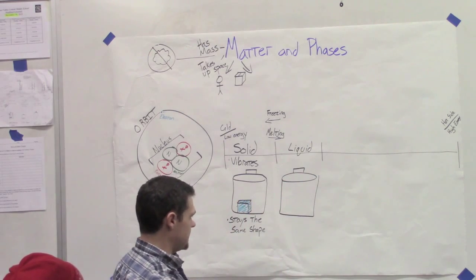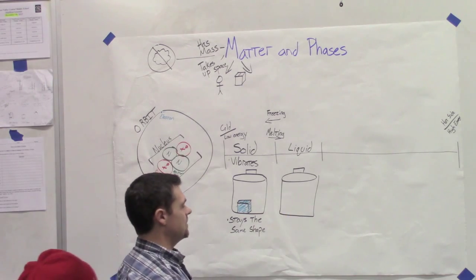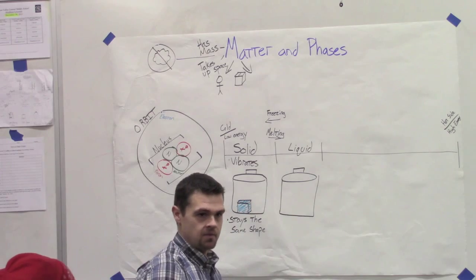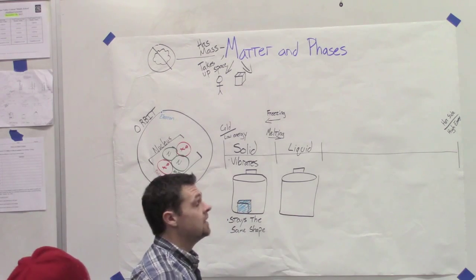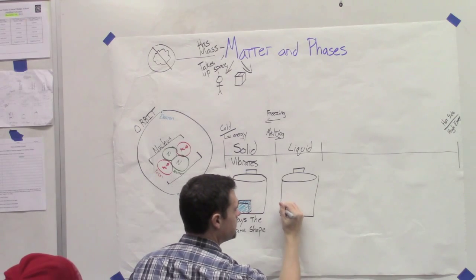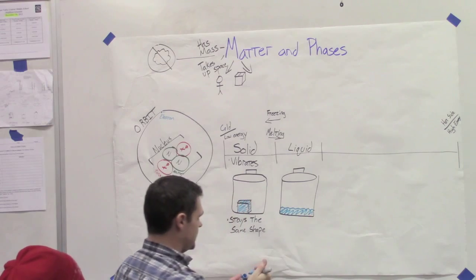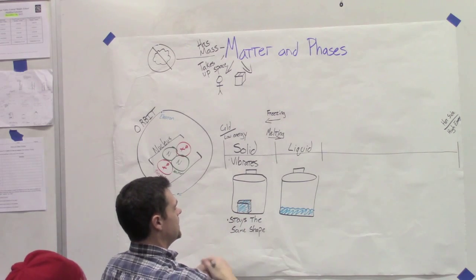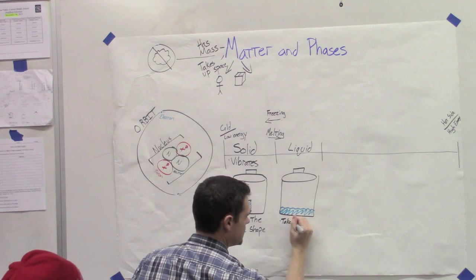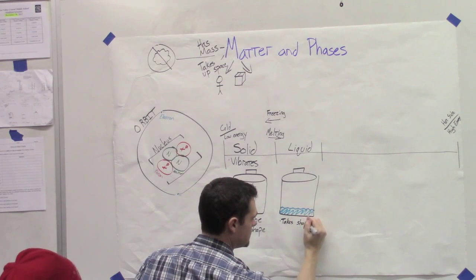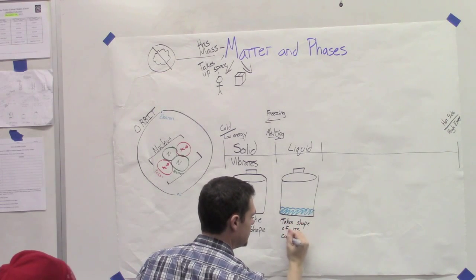So what happens to that ice cube? It's going to melt inside the cookie jar. Is it going to stay that same cube shape? No. What's going to happen? It's going to become a liquid. It's going to take the shape of its container. That's what a liquid does. That's one of the key things about liquids, it takes the shape of its container.